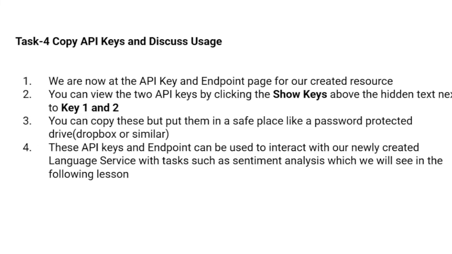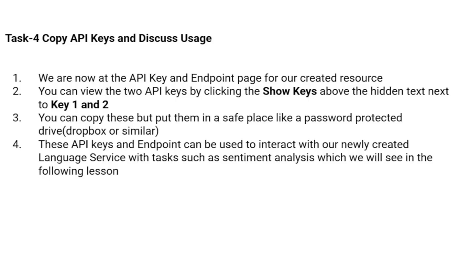Task 4, copy API keys and discuss usage. We are now at the API key and endpoint page for our created resource. You can view the two API keys by clicking Show Keys above the hidden text next to key 1 and key 2. You can copy these, but be sure to put them in a safe place like a protected drive or even better, an encrypted volume or similar, or otherwise only use them when you are actually interacting with the service in a Python IDE or similar.